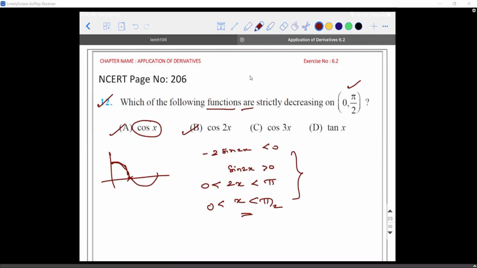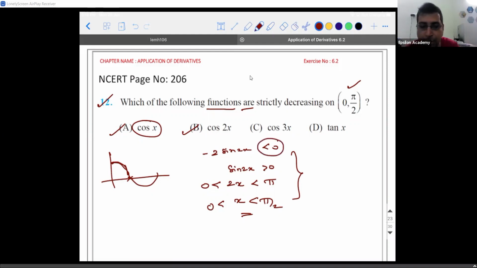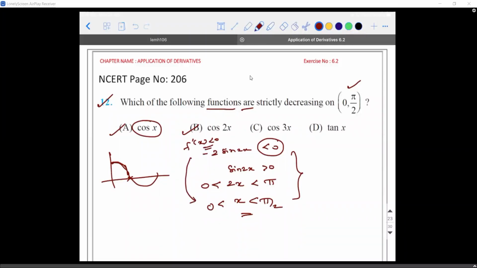Sir, if x is between 0 and pi by 2, but how can we say it's decreasing, sir? Because I took less than 0 condition, no? F dash of x less than 0. When I took f dash of x to be less than 0, then the values of x that got revealed are between 0 to pi by 2. Okay, sir, that is why it is decreasing.